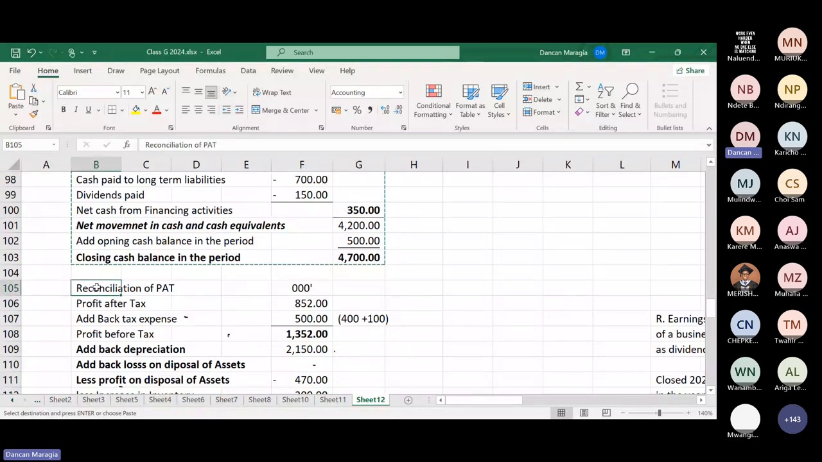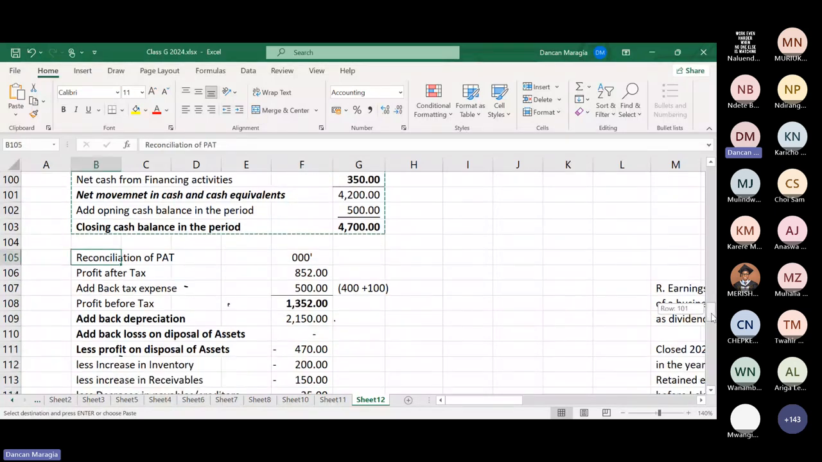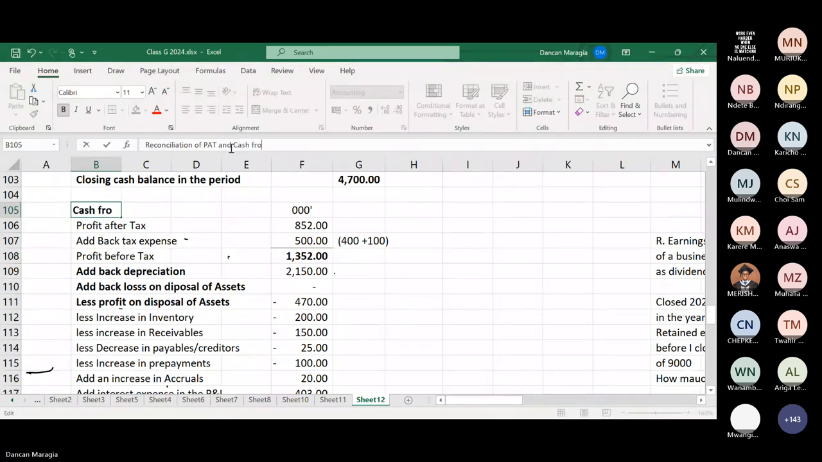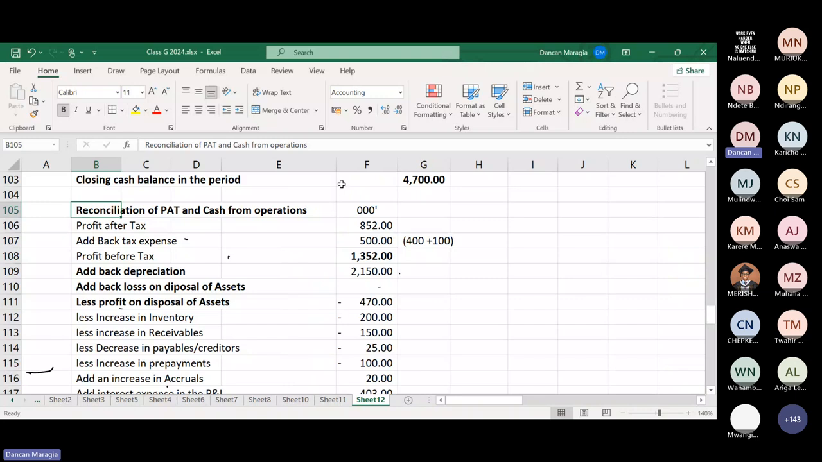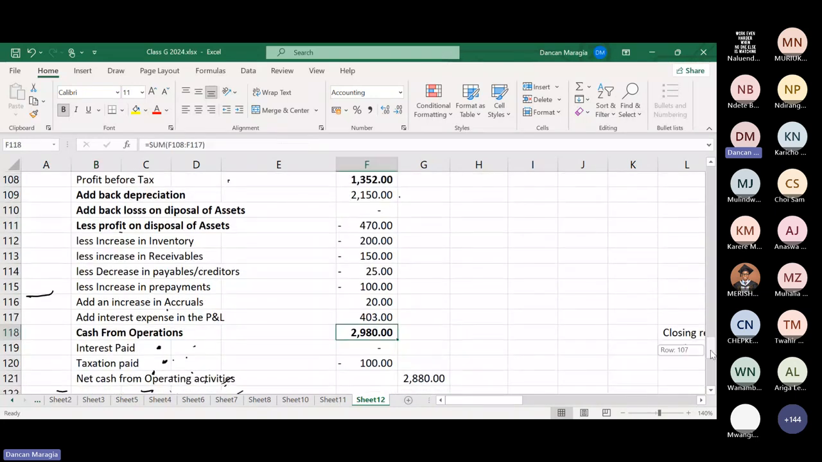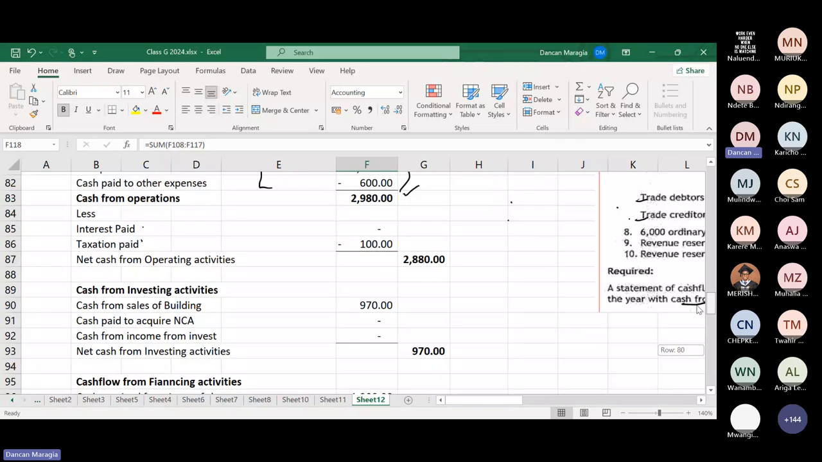Okay, that is where the examiner said, you prepare the statement of cash flow first using the direct approach. Then show a reconciliation between the profit after tax and cash from operations, to show that whether you use the indirect or the direct method, you should arrive at the same figure for cash from operations, 2980 and 2980.